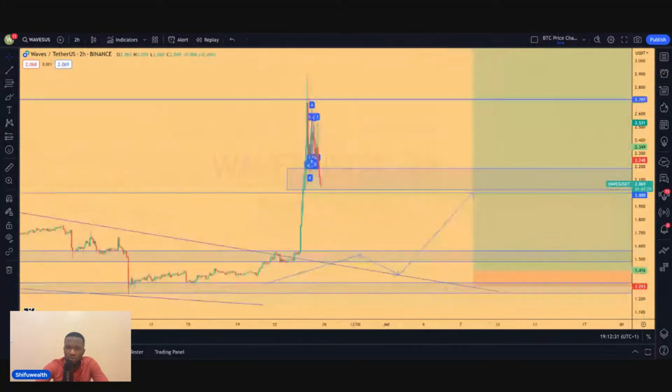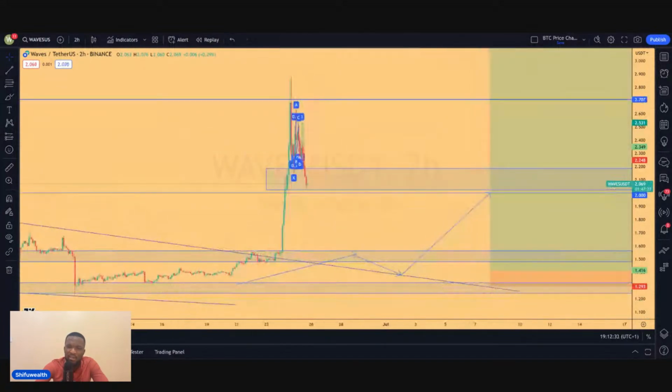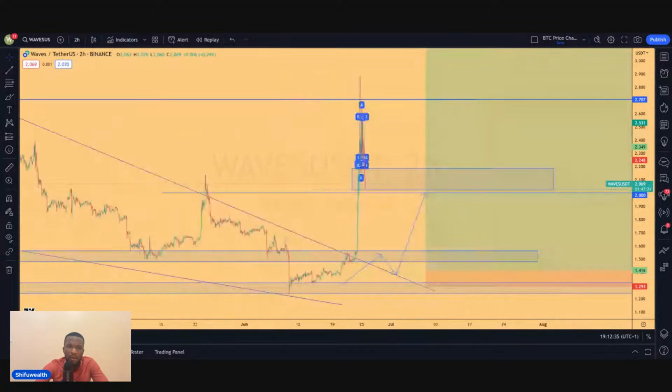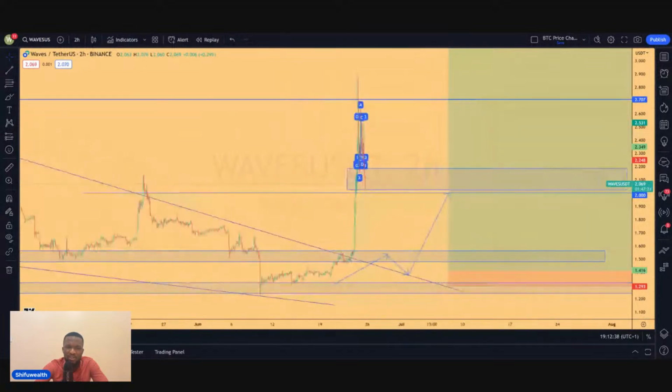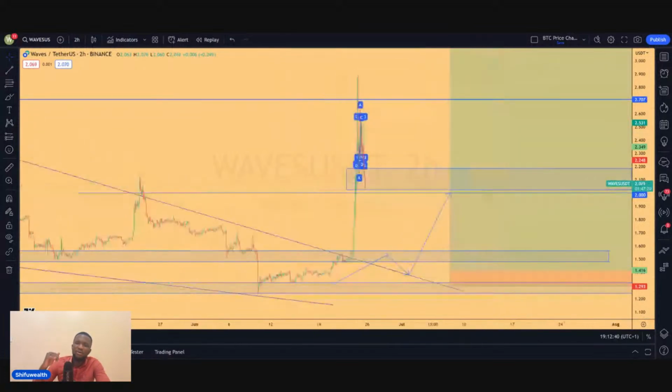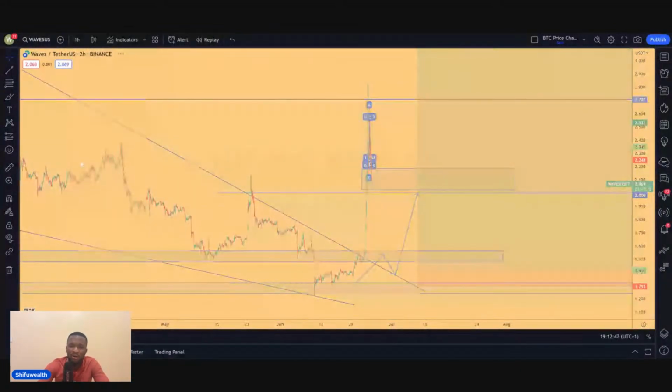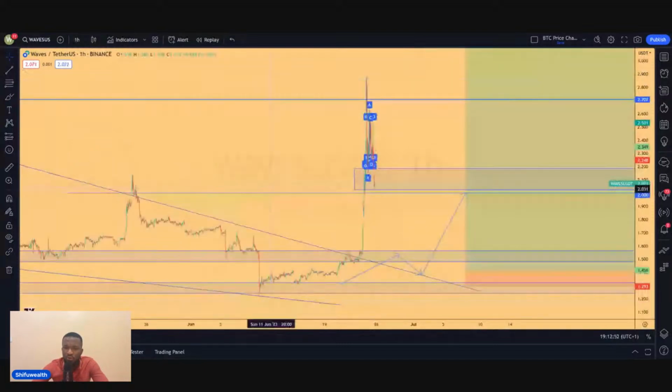So what I want to do is analyze this asset, Waves, over the next couple of hours or days, to get a view of where we could get the best possible entry on this trade, whether we could see another long position or a short position on Waves.